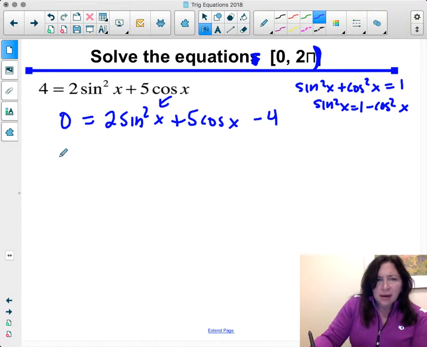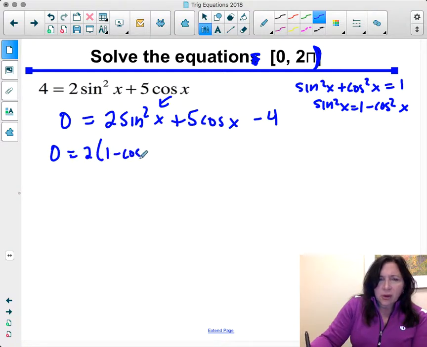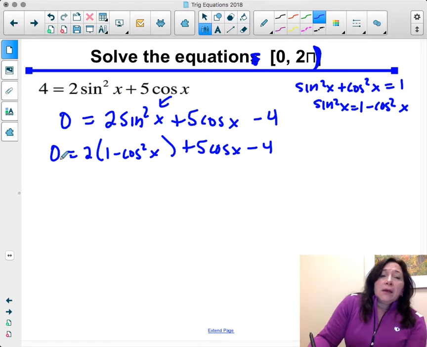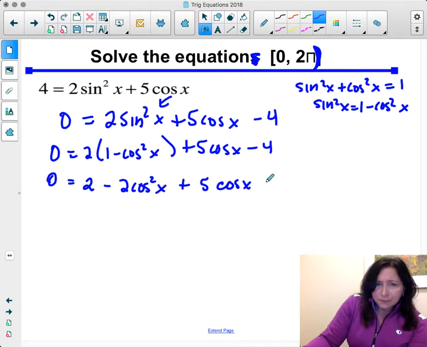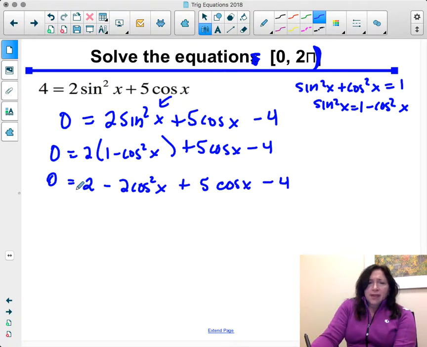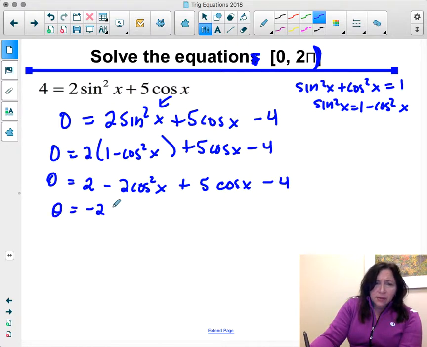And so in doing that, I'm going to have 0 equals 2 times (1 minus cosine squared of x) plus 5 cosine of x, and then minus 4. Now I'm going to distribute. I get 0 equals 2 minus 2 cosine squared of x plus 5 cosine of x minus 4. I notice that I can combine 2 minus 4. So I'm going to have 0 equals negative 2 cosine squared of x plus 5 cosine of x minus 2.